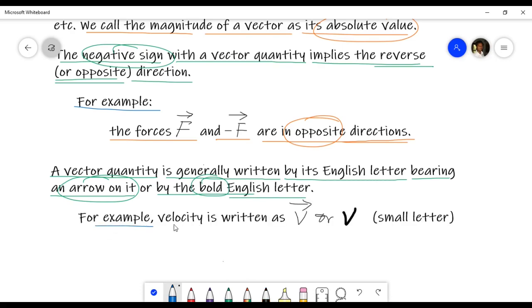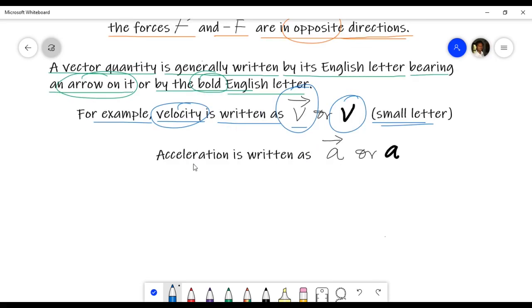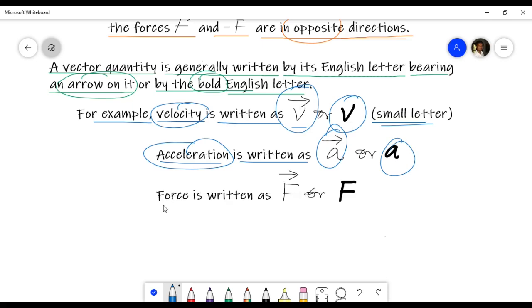Let me show you some examples here. Velocity can be written as v with an arrow sign on top or v in bold letter, but this should be in lowercase. Acceleration is written as a lowercase a with an arrow on it or a bold letter a. Force, as we saw in the example, is written as capital F with an arrow sign on top or capital bold F.